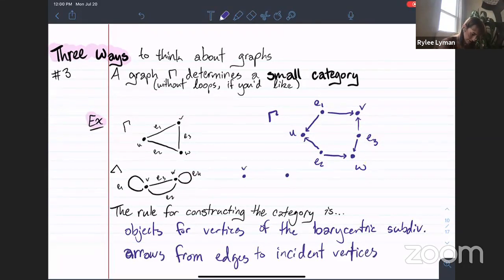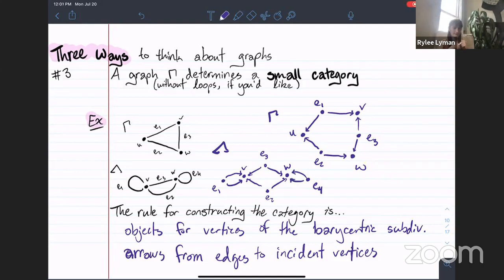Okay, so let's do this graph lambda down below. It has two vertices, V and W, and four edges, E1, E2, E3, and E4. And then let's see, E1, both of its incident vertices are V. So I'm going to require that I have two different arrows in my category. I'm really a stickler about that. E2 and E3 are both incident to V and W, and E4 was also a loop. Great, so that's the associated small category.